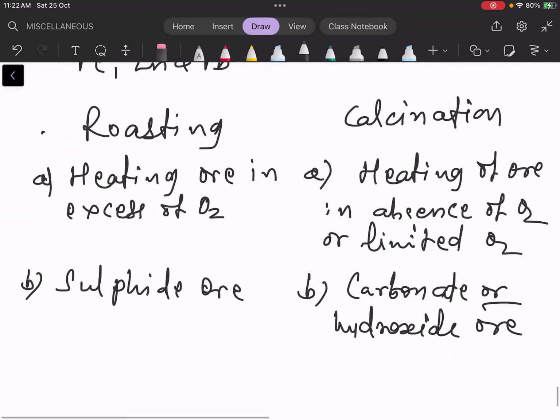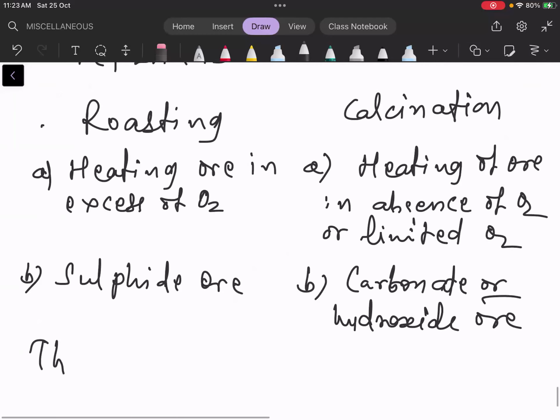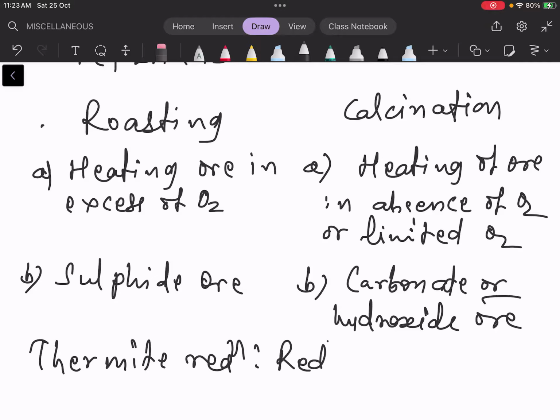The next one is the thermite reaction. What is the thermite reaction? Reduction of metal oxide to form a metal by using aluminum as a reducing agent is called the thermite reaction or thermite process.